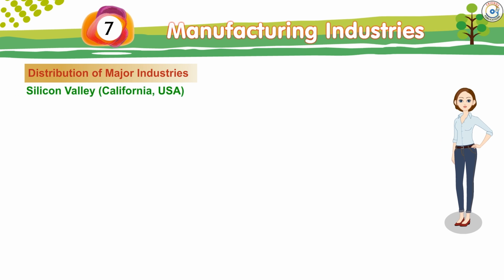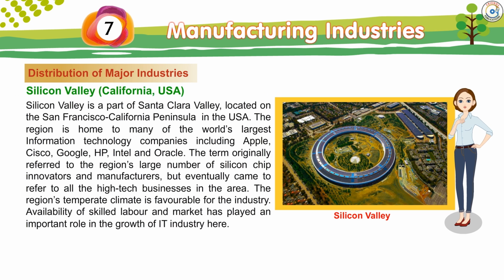Silicon Valley, California, USA. Silicon Valley is a part of Santa Clara Valley located on the San Francisco Peninsula in California, USA. The region is home to many of the world's largest information technology companies, including Apple, Cisco, Google, HP, Intel and Oracle. The term originally referred to the region's large number of silicon chip innovators and manufacturers, but eventually came to refer to all the high-tech businesses in the area.